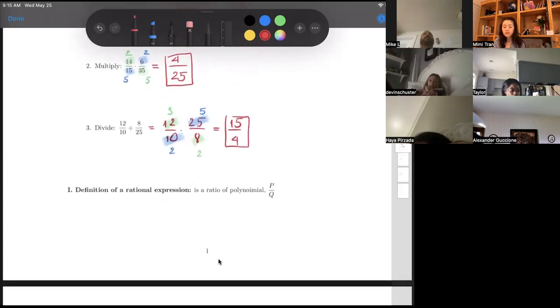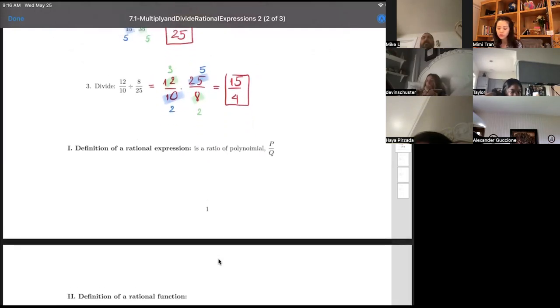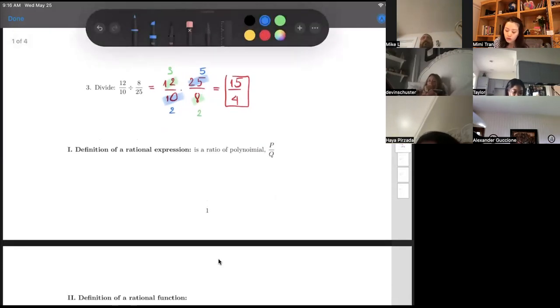Okay, so those are fractions. It's called rational expression. It's fancy for fraction, right? So the definition of rational expression is the ratio of a polynomial, P over Q, where P and Q are polynomials. So these two guys right here, these are polynomials. Same thing with Q, it is a polynomial.